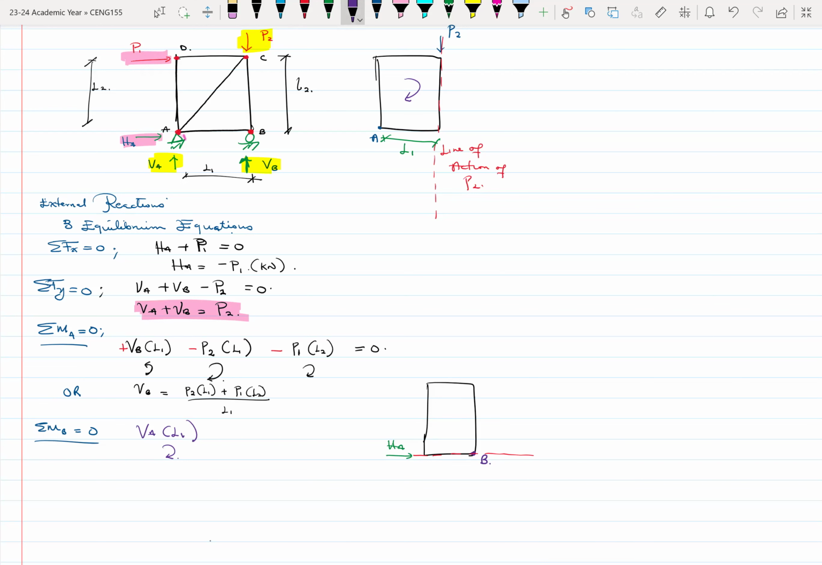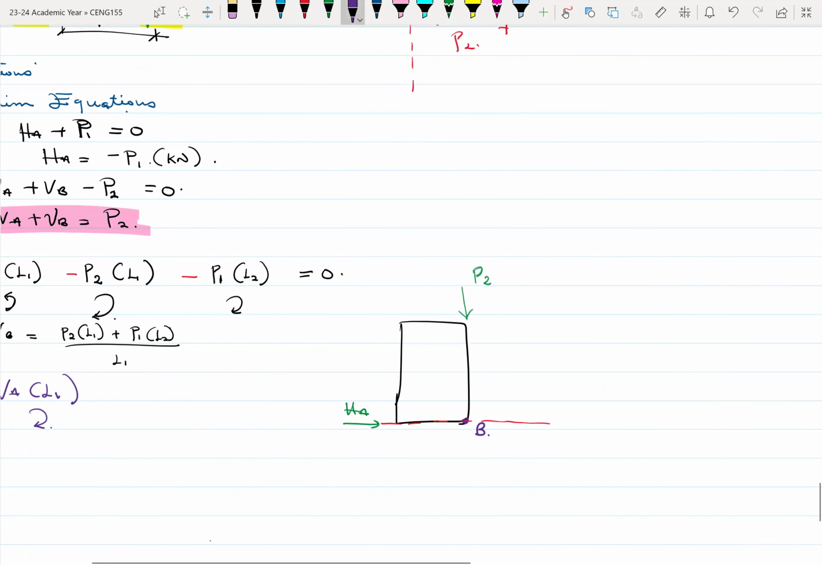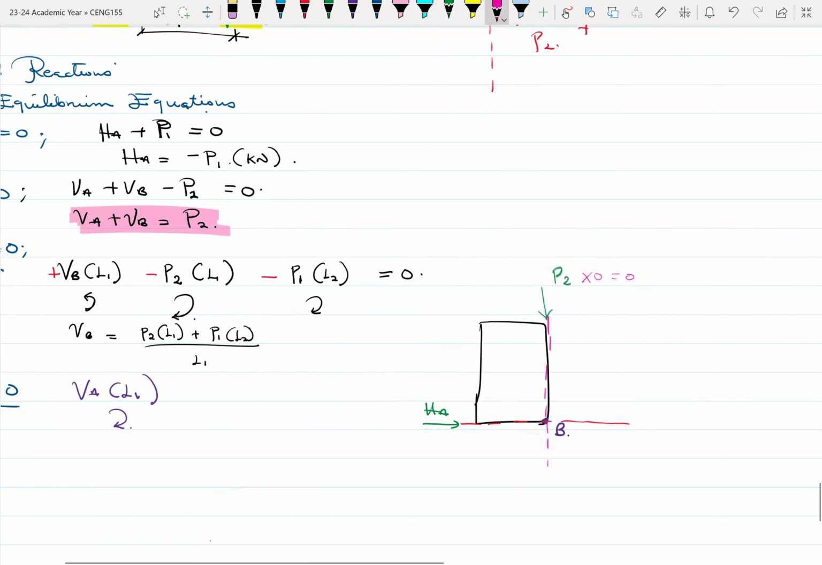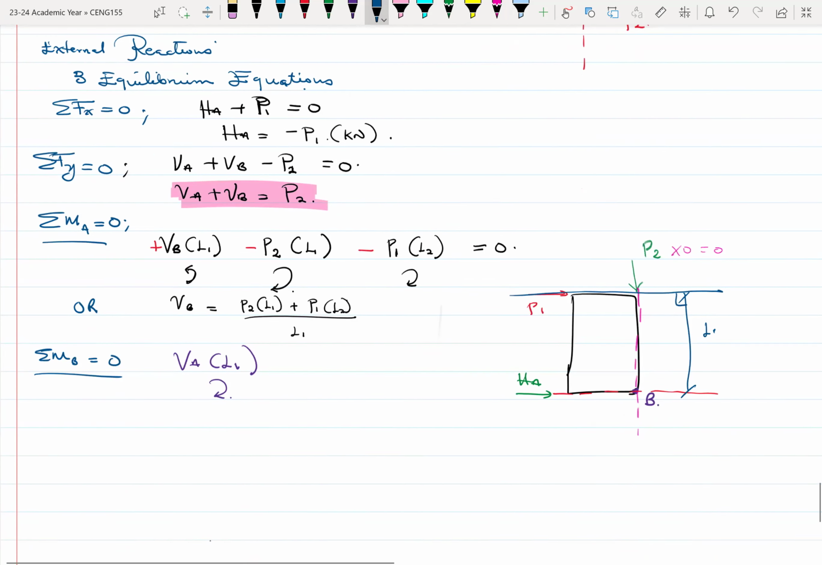Now, if we take P2, P2 is acting here. This is our P2. Now, the line of action of P2 is also passing through B. And because it's passing through, the moment due to P2 will be 0. So the only one we are concerned about will be what? P1. And if that is the line of action of P1, then its distance at 90 degrees would be what? The L1 or L2, it will be our L2.